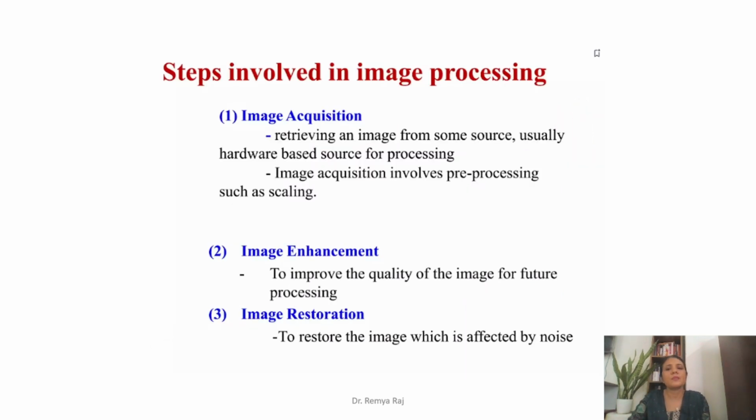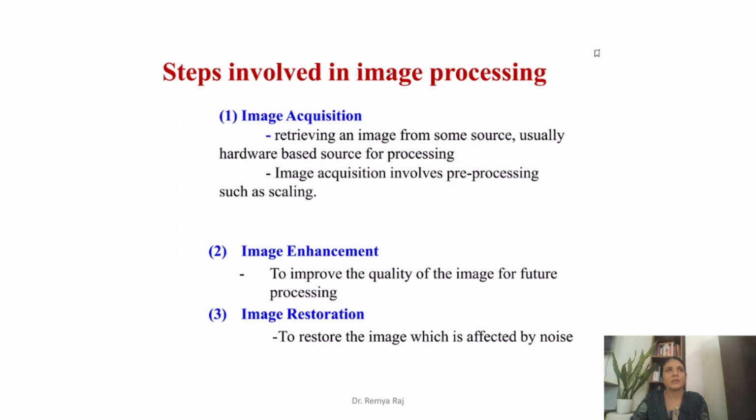What is meant by image acquisition? It is retrieving an image from a source, usually a hardware-based source, for processing. Nowadays everyone captures images using a mobile phone, so your mobile phone is an image acquisition device. Image acquisition also needs some pre-processing such as scaling. The next one is image enhancement. In your mobile phone itself, you have some modes for enhancing the image, some processing already there.